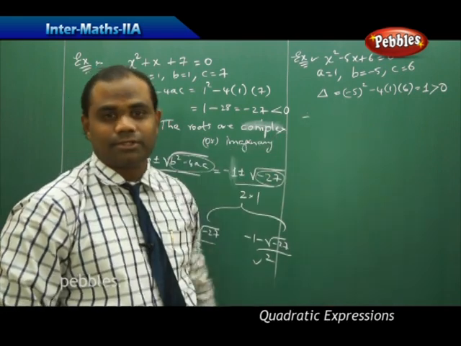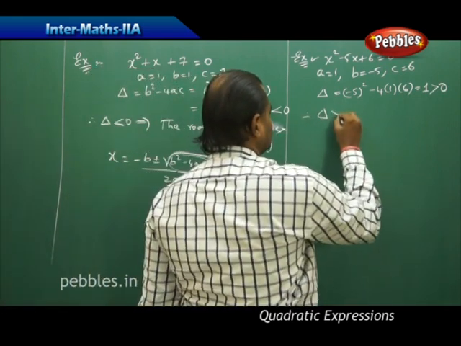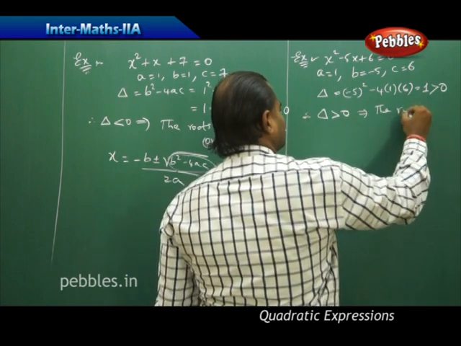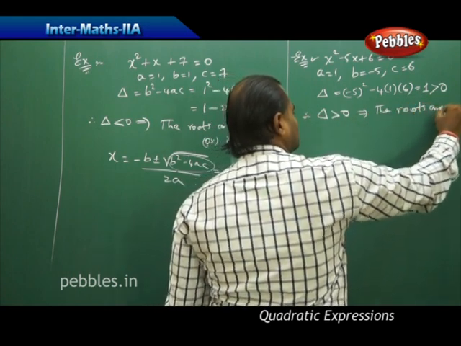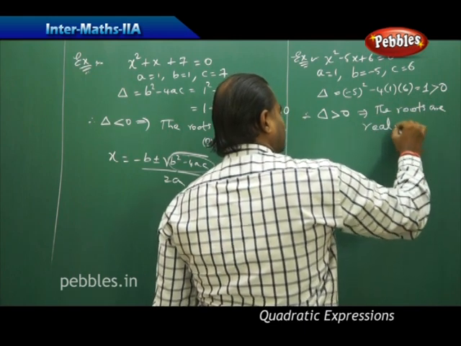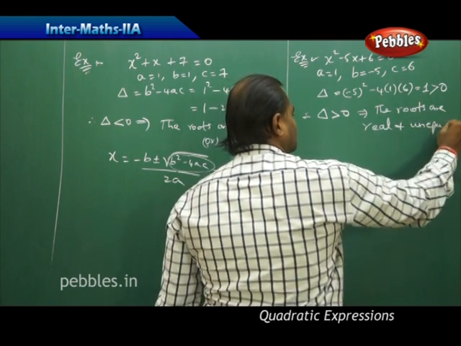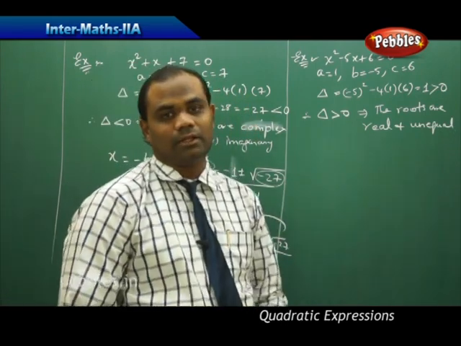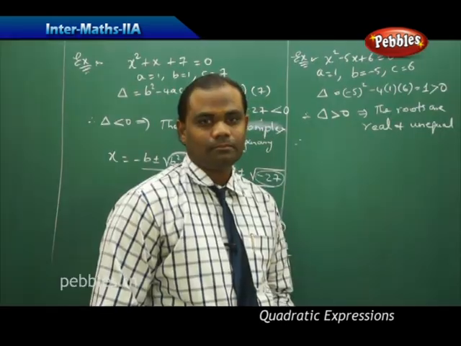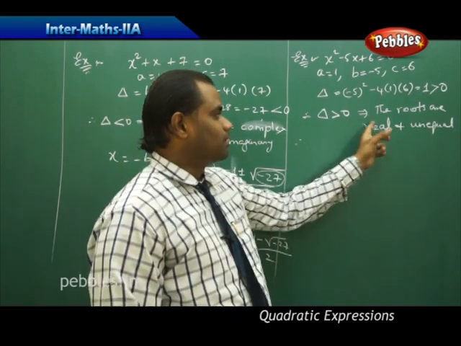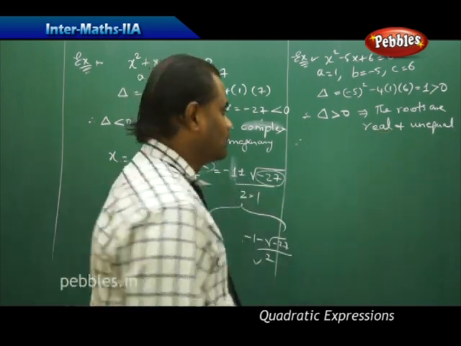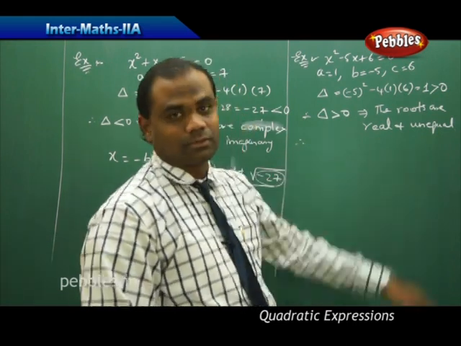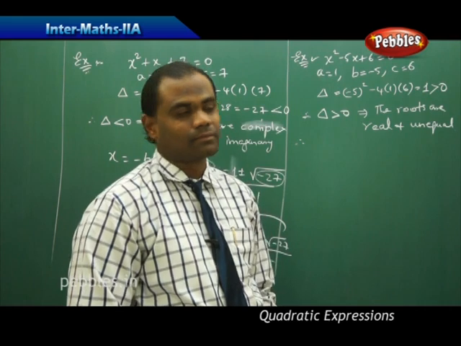So delta greater than 0 implies the roots are real and unequal. They cannot be equal. So delta greater than 0 implies the roots are real and unequal. Therefore, I have two unequal and distinct roots which are real.